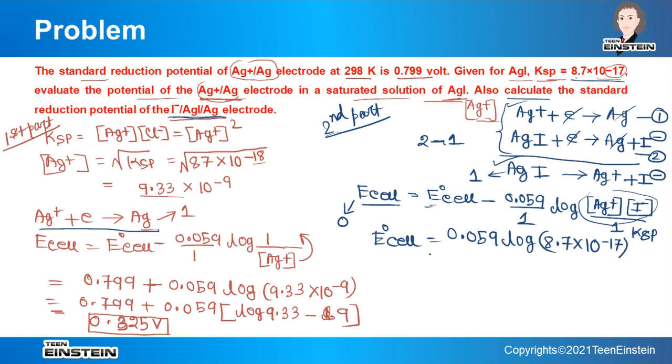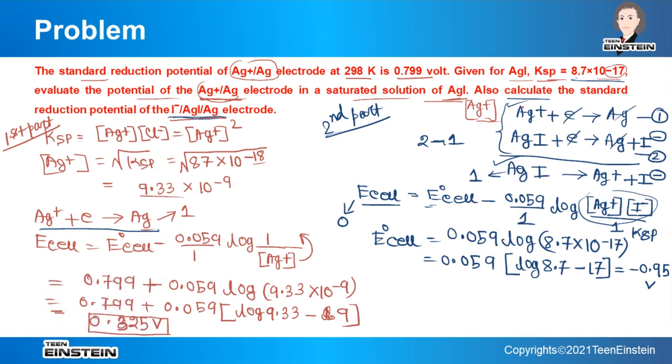So after calculation, it will be log 8.7 minus 70. So ultimately, as this is negative, then 17, it will be ultimately negative, and the value is minus 0.95.